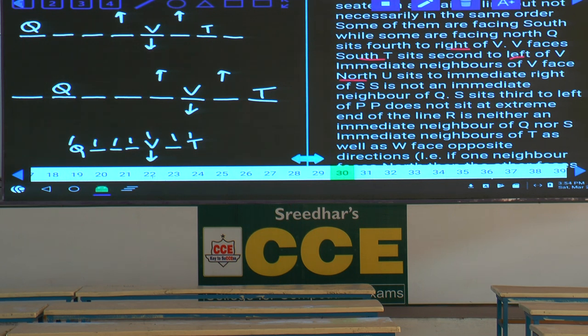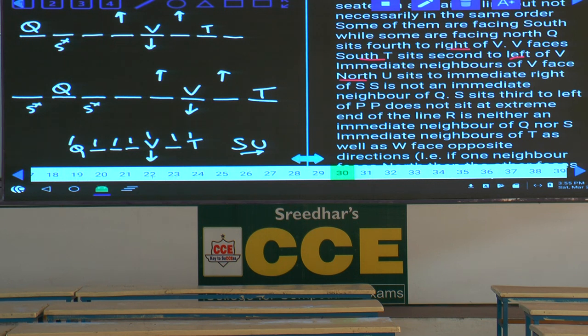And U sits to the immediate right of S. U is to the immediate right hand side of S, isn't it? S and U must be here. S is not an immediate neighbor of Q. S cannot be here, S cannot be here, and S cannot be here. As S cannot be in these two places.